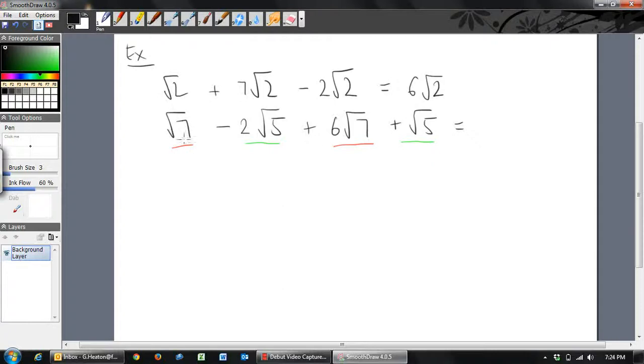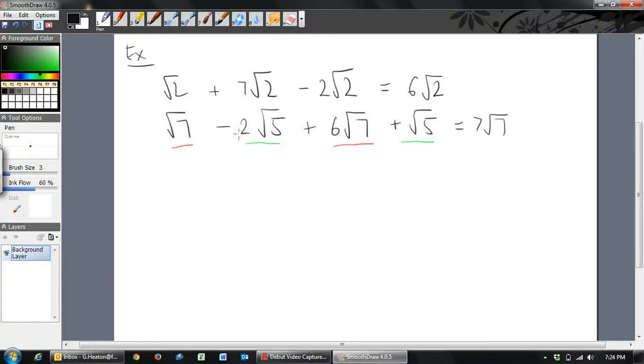So let's have a look at the root 7s. How many total root 7s do we have? We have 1 root 7 here, and then we have 6 root 7s here. 1 plus 6, we have 7 root 7s. So we have got 1 root 7 there and 6 root 7s there.